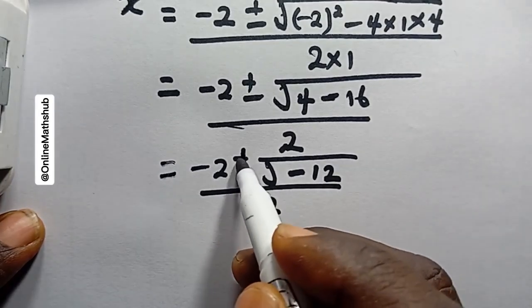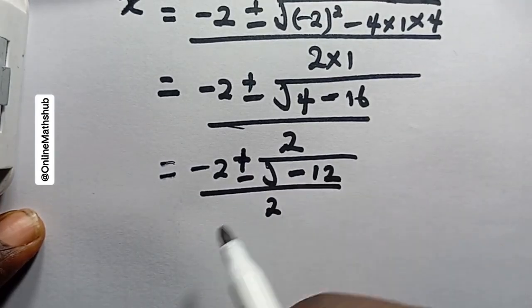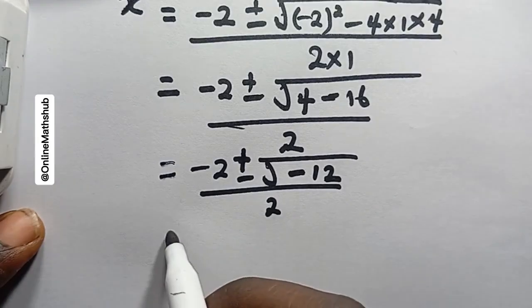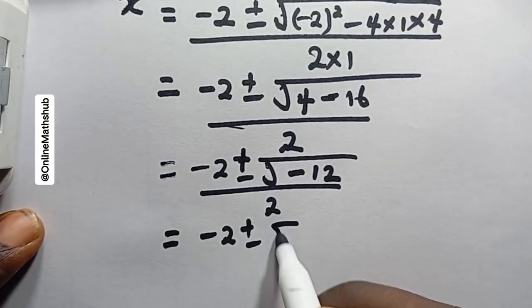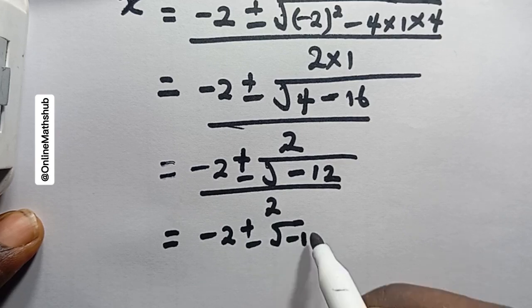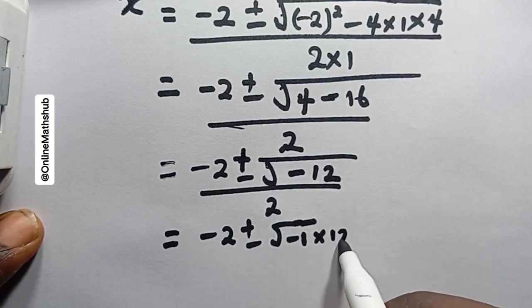So what I'm going to do next is to simplify this root, and of course you know that I can rewrite it as root negative 1 multiplied by 12.